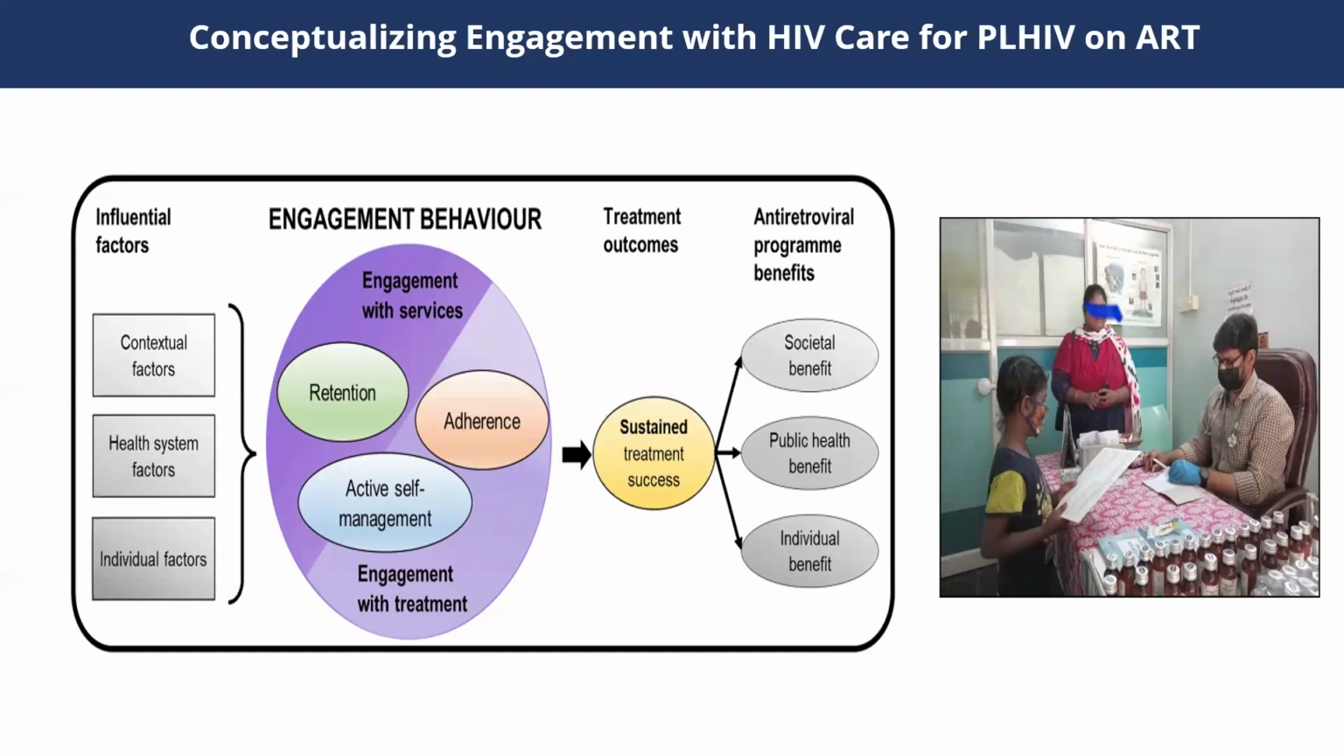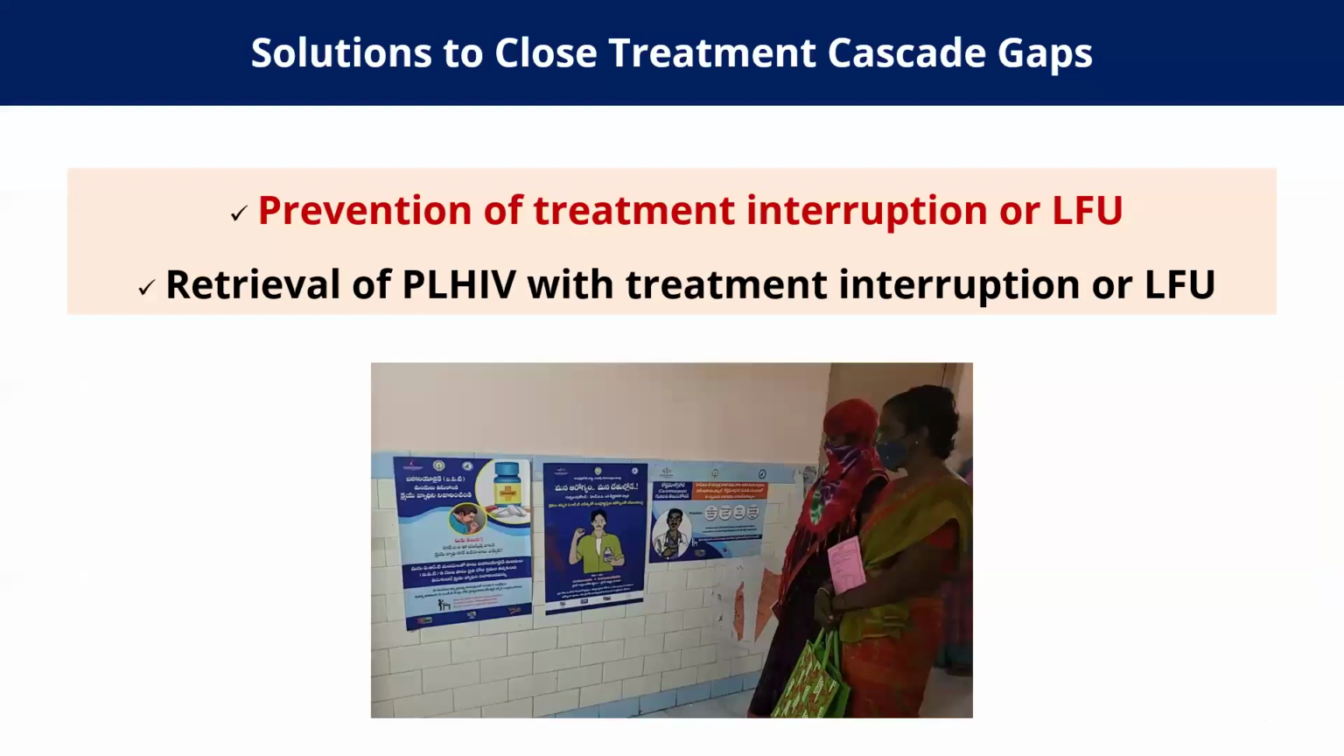So these are all some of the barriers or influential factors that influence patients to take antiretroviral therapy. Now, as we look into retaining patients on ART, we have to first give importance to prevention of treatment interruption or loss to follow up. Usually, we give more emphasis to retrieving patients who are already lost to follow up.